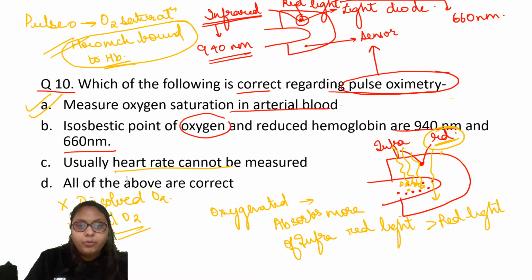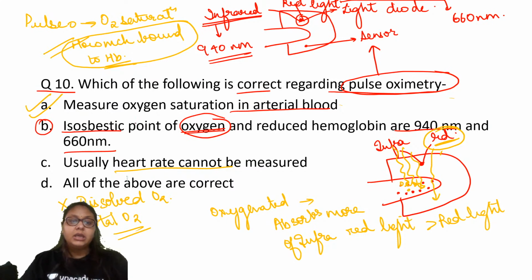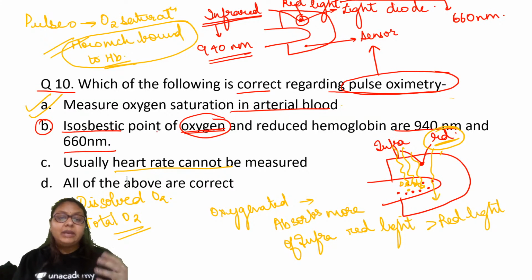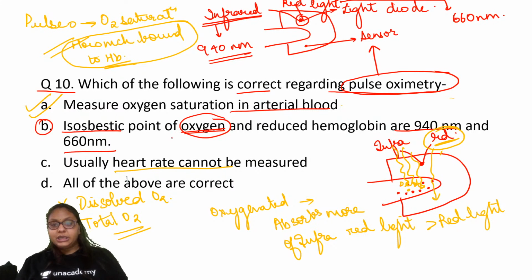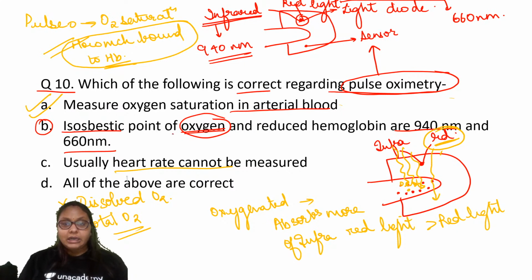What is the wavelength? What is the isobestic point of oxygen? That is the wavelength of light which is absorbed by the oxygen. Dr. Kunal is asking about the B option. The wavelength of light which is absorbed by the oxygenated blood, it absorbs more of 940 and less of 660.